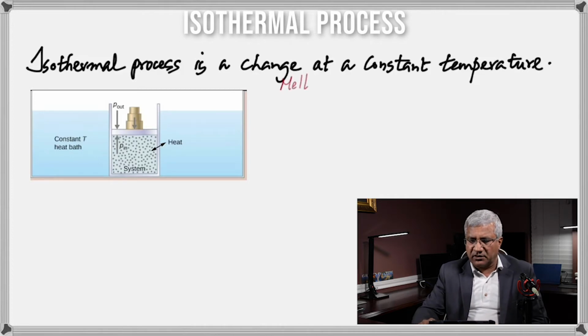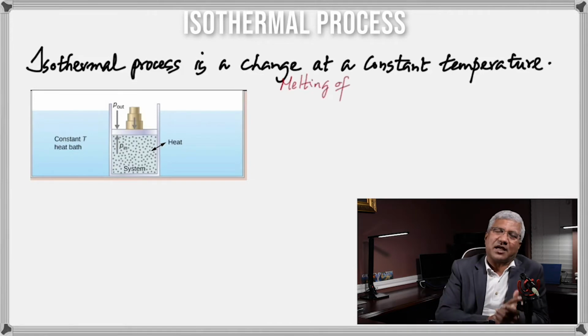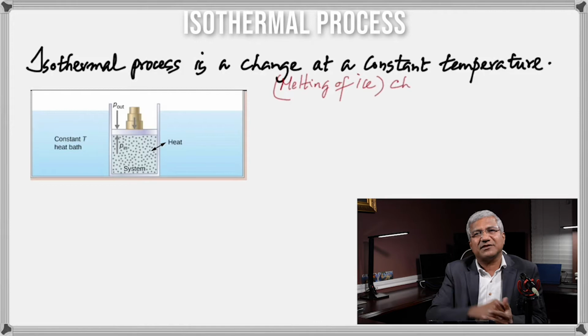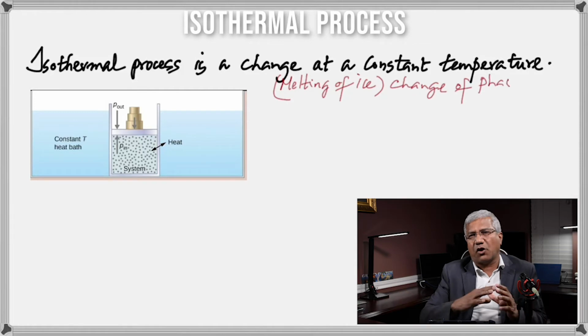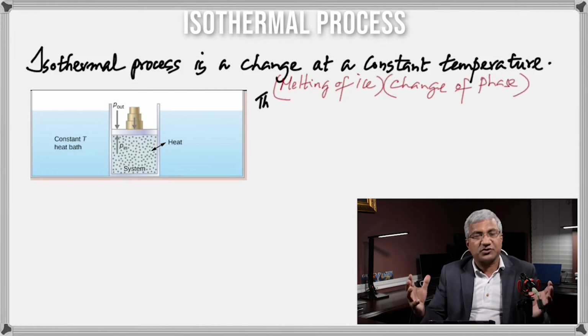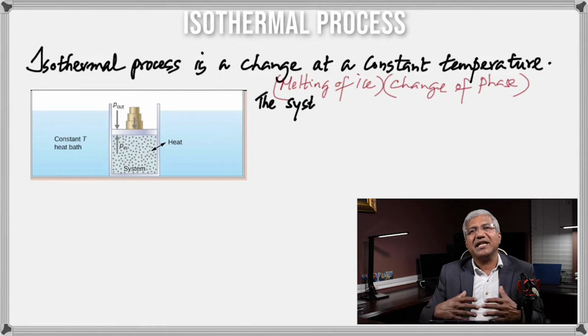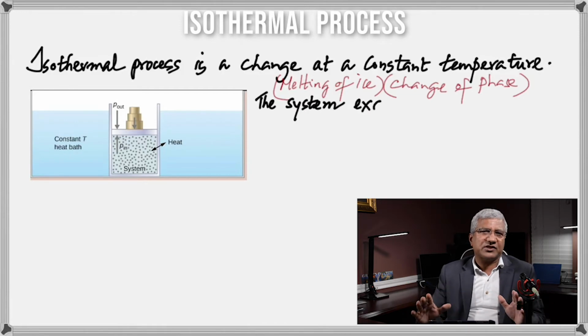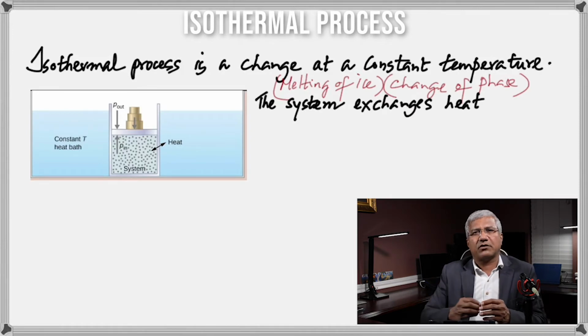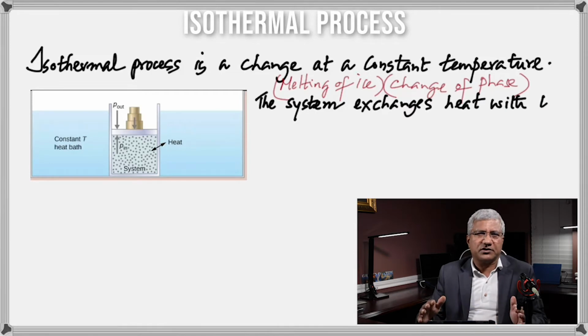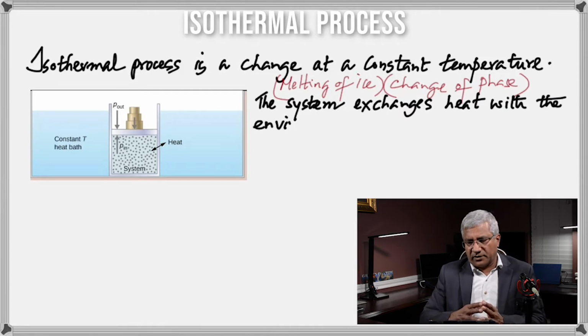That's what it means. All right, so one of the best examples for an isothermal process is the melting of ice. Why? Because ice melts at 0 degrees Celsius. Until all the ice is melted, the temperature does not change. So it's true for any phase change. All phase changes are isothermal changes. Whether it's the melting of ice or water changing into steam, all of these are isothermal processes. So the temperature is constant and the system exchanges heat with the environment. Those are the two important ideas there.